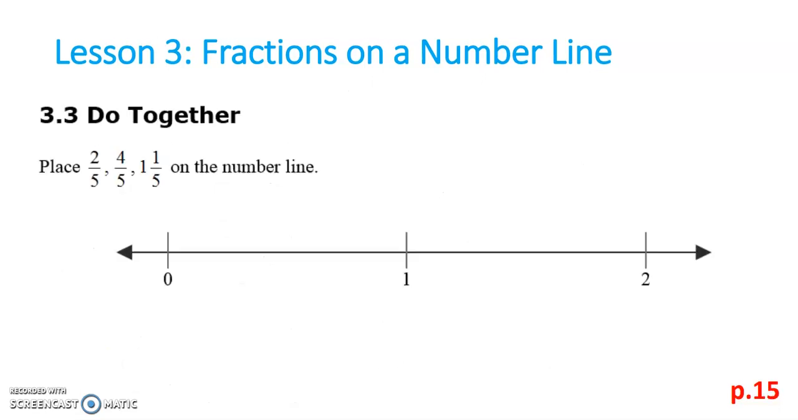We're going to place these numbers on the number line, and I'm going to also number every space on the line just to show that we can have both improper fractions or mixed numbers expressed on this line. We have 2 fifths, 4 fifths, and 1 1/5. So we can see here that we have a denominator of 5, which means we need to make 5 equal divisions between 0 and 1, and 5 equal divisions between 1 and 2.